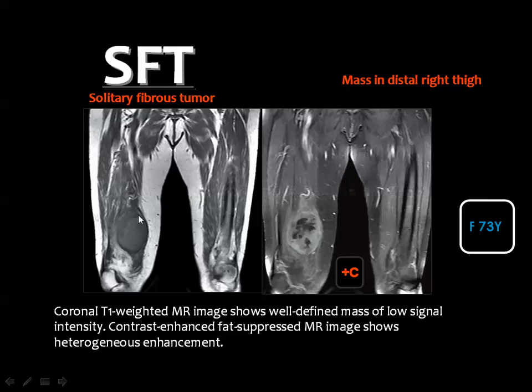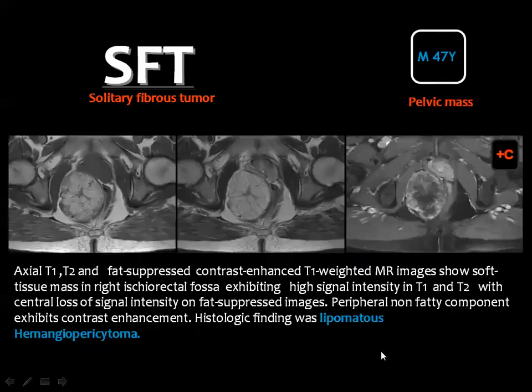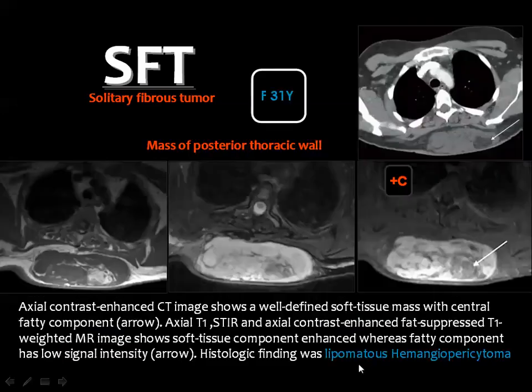Then here you see a solitary fibrous tumor in the lower part of the thigh, and after contrast injection, you see the heterogeneous contrast enhancement. Also, a solitary fibrous tumor in the perineum. This is T1 and this is T2 and this is T1 post-contrast fat suppressed images showing this appearance. And you know that the fat suppressed areas within the tumor represent usually fat elements, and this was proved to be lipomatous hemangiopericytoma.